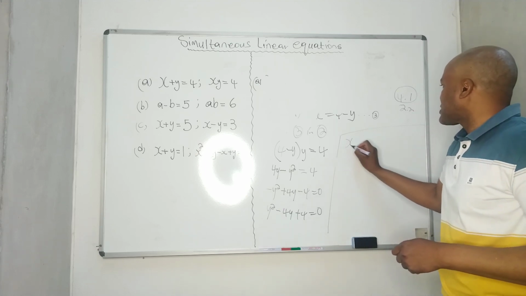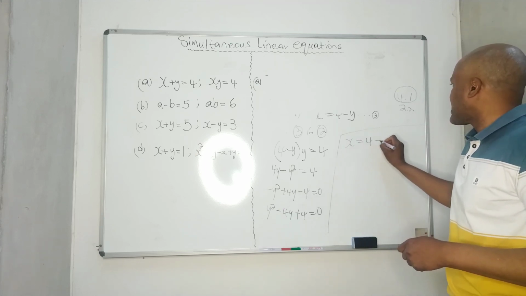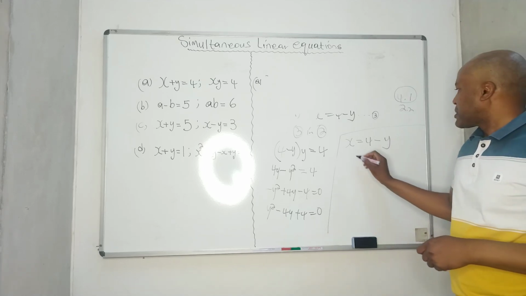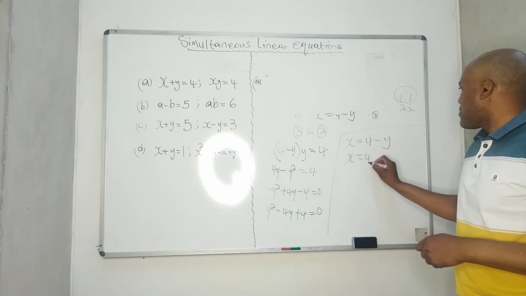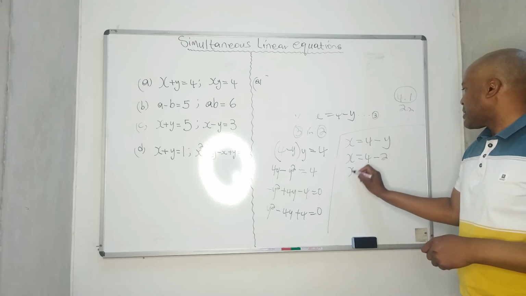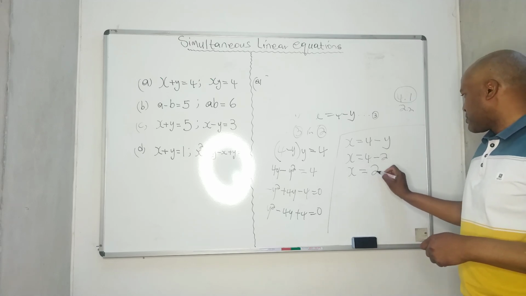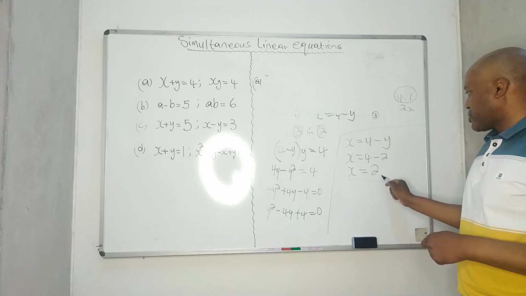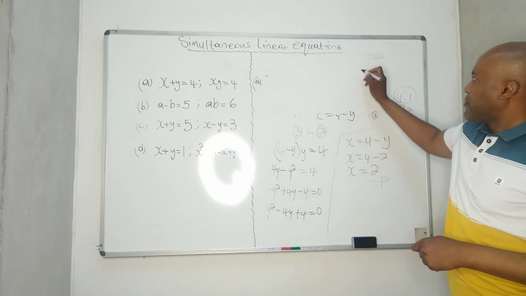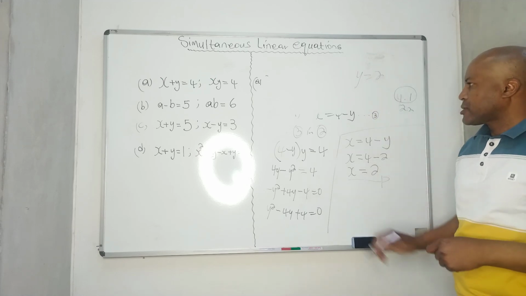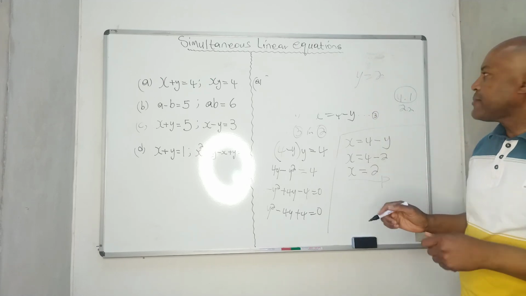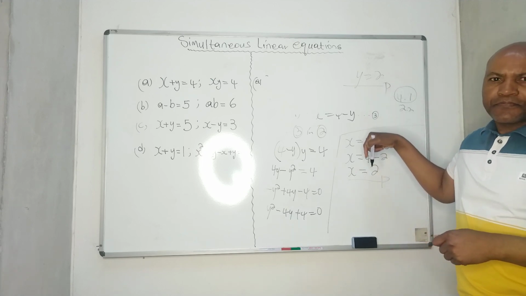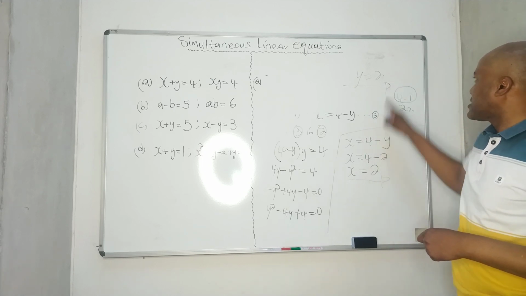So equation 3 says x is equals to 4 minus y. Then the value of y is 2. Then x is equals to 4 minus 2. Then x is equals to 2. So you found the value of x to be 2 and the value of y was 2. So as I've said, the aim is to solve for x and y. So if you reach this stage, then you're done.